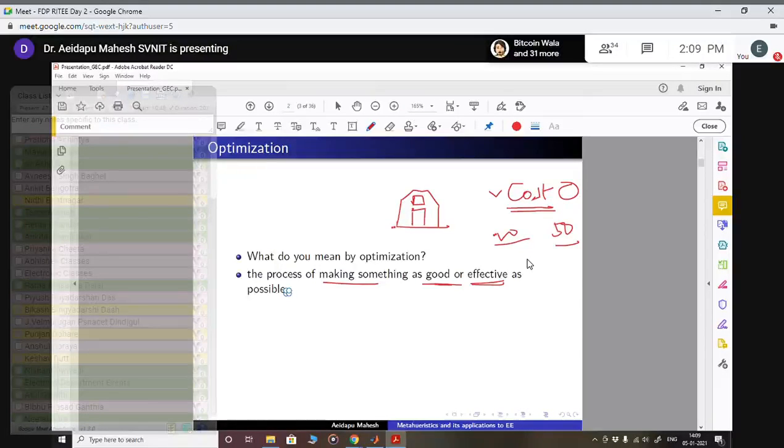Now, how to formulate the problem? We have decided that the cost is to be minimized, but cost comes from various factors. What are the various factors which influence the cost? Like the land rate. Land rate is going to be one of the important parameters.